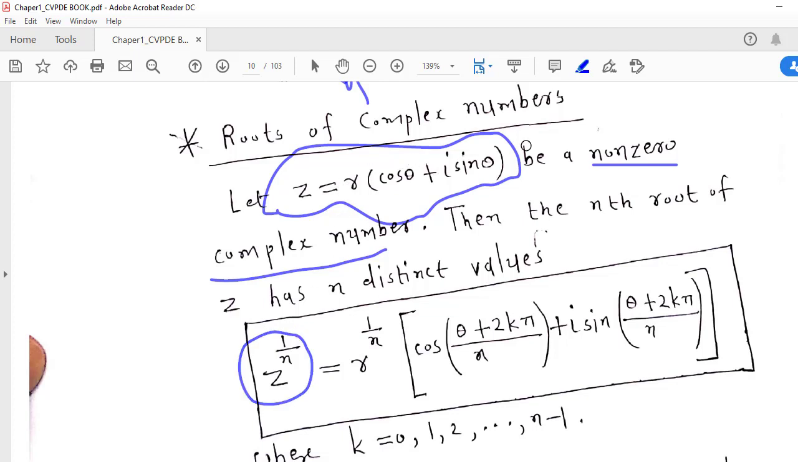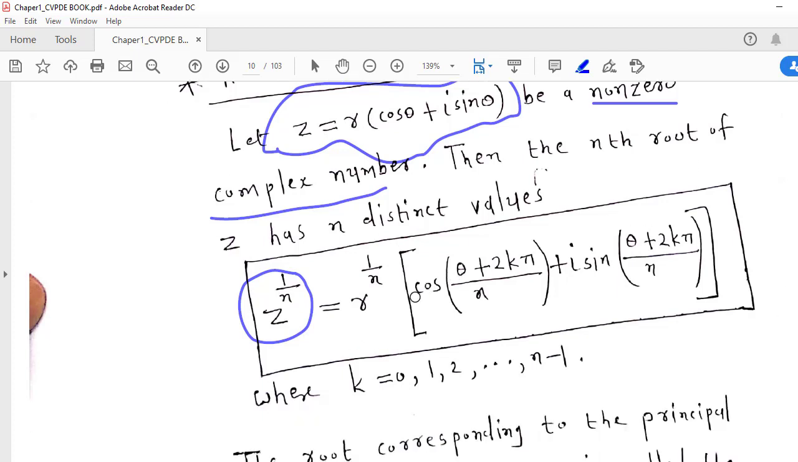To find the nth root of z, you first have to find the values of r and theta. r means the modulus of z, theta means the argument of z. You know how to find the modulus and argument of complex numbers. Once you have r and theta, z raised to 1 by n is given by this formula. r raised to 1 by n, where r is the modulus of z, can be easily found. Instead of theta, you write theta plus 2k pi divided by n. So cos of (theta plus 2k pi) divided by n, plus i sin of (theta plus 2k pi) divided by n.